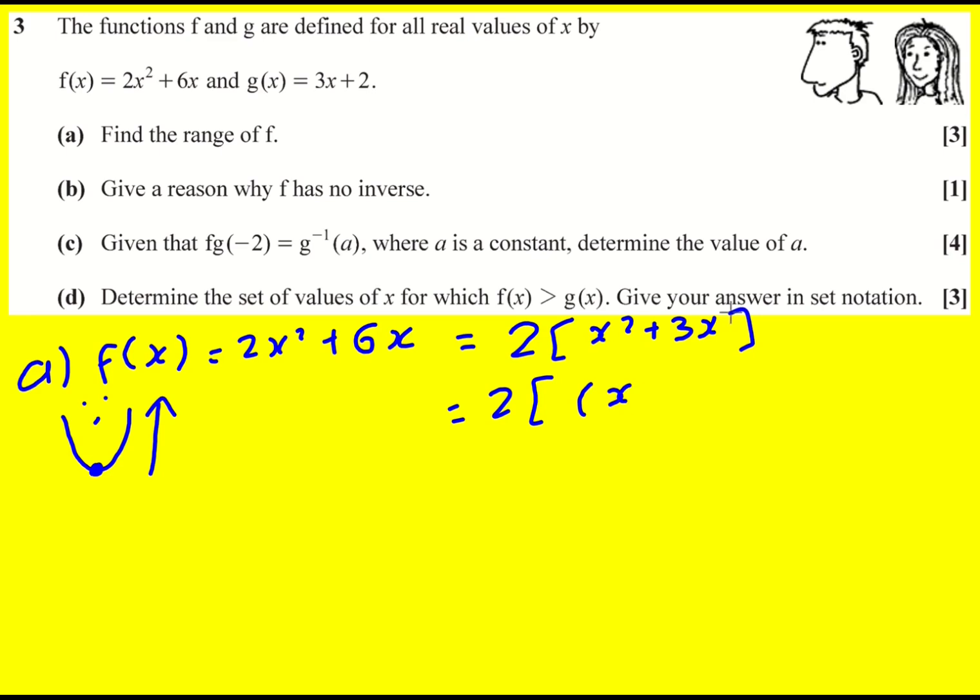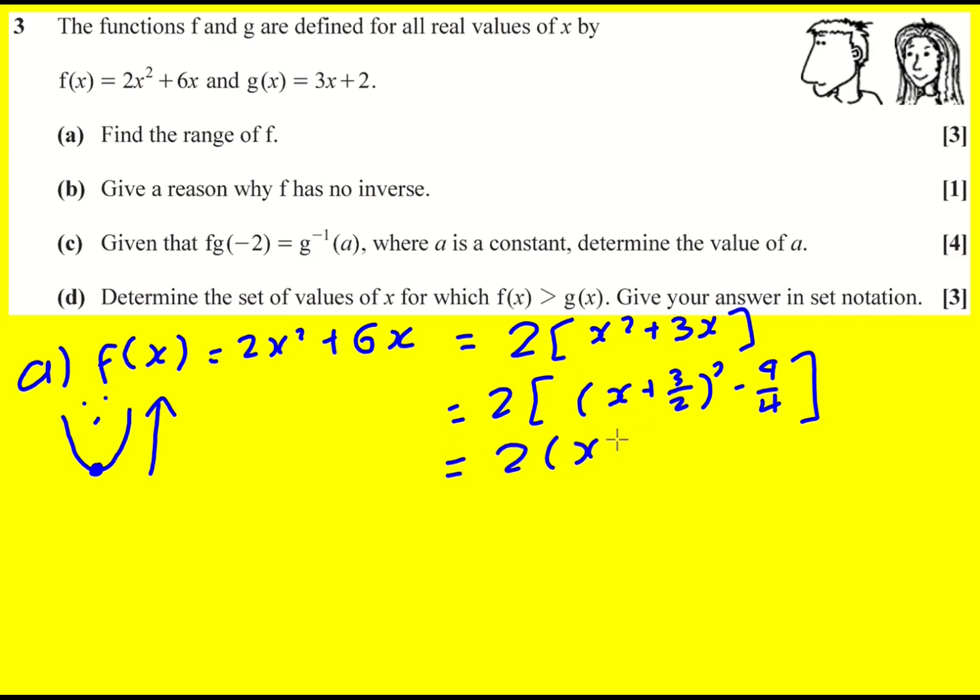And then complete the square on x squared plus 3x. It's going to be x plus 3 over 2 squared. Remember, you have the 3. And then we minus 9 over 4. Okay, for more information on where that comes from, look at other completing the square questions like AS questions and so on. Put the brackets in. Hopefully you're happy with that.